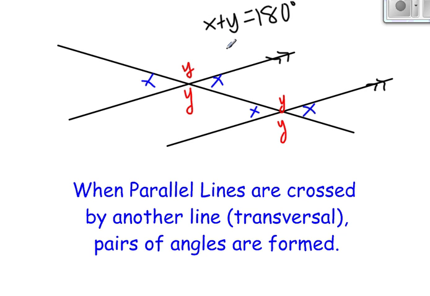When you have parallel lines intersected by a third line, which is called a transversal, then this pattern of X's and Y's is always going to be true. And again, don't forget X plus Y equals 180. And that's kind of nice because really, if you knew one single angle in this whole system, you would know every angle. In fact, let's test that.